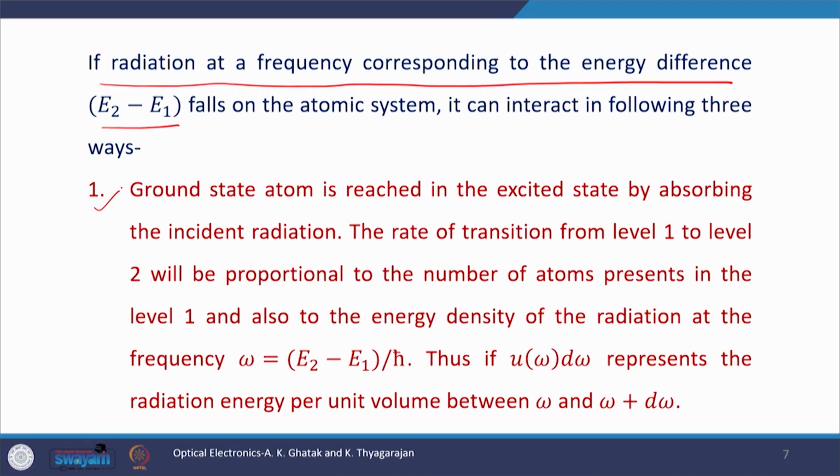In the first case, the ground state atom is raised to the excited state by absorbing the radiation, which we call absorption. The rate of transition from level 1 to level 2 will depend upon the number of atoms present in the ground level or level 1, and it will also depend upon the energy density of the radiation at frequency omega, and this omega is related to E2 minus E1 through this relation.